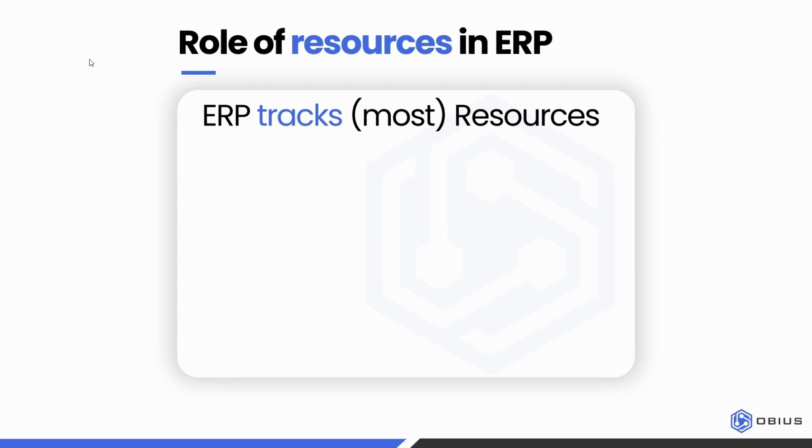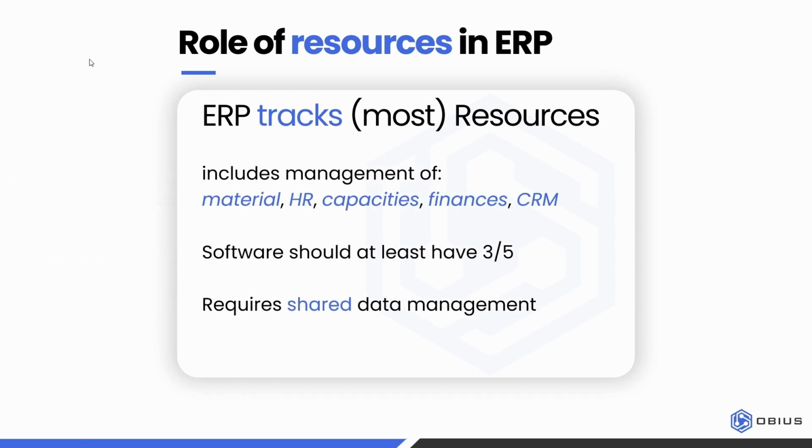So what is the role of resources in ERP? ERP software tracks most resources, and this includes the management of material, human resources, capacities, finances, and customer relationship management. A good ERP software should at least have 3 out of 5. It requires a shared data management. So every employee in a company should use ERP software, and it's all connected to one shared database where everyone can access and everyone can insert their transactions. Basically, it's the core of every company.